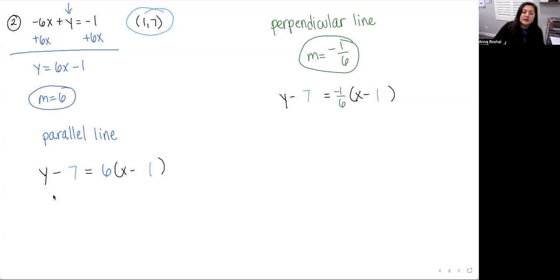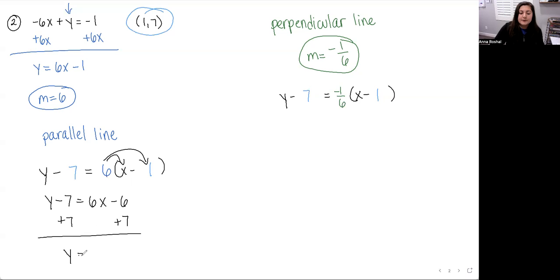So we can actually go in and say, okay, y minus 7 is equal to 6x minus 6, because all I did was distribute this piece. And then I'm going to go ahead and add 7 to both sides. And I'm going to end up with y equals 6x plus 1. And this is my parallel line.